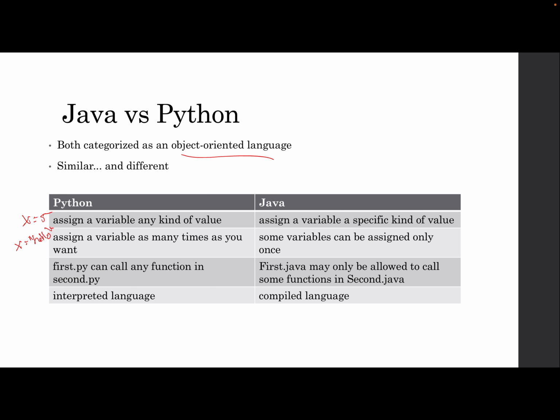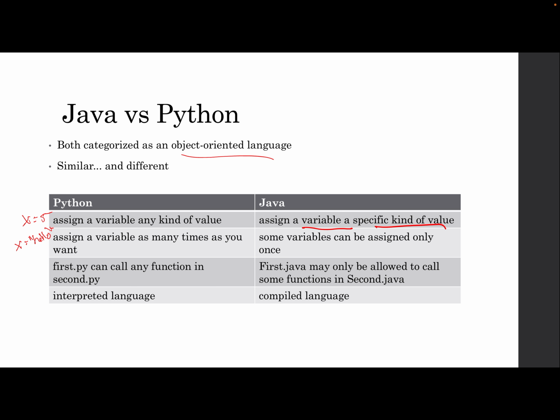Java, on the other hand, works a little differently. Java says, nah, you can't do that. When you create a variable in Java, you have to tell Java exactly what type of data that variable is supposed to hold. If it's supposed to be an integer, then it's an int. If it's supposed to be a string, then it's a string. So Java is going to help you enforce these rules of having a variable be a specific kind of value.